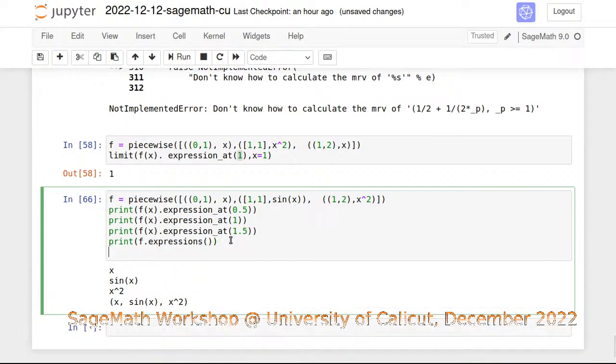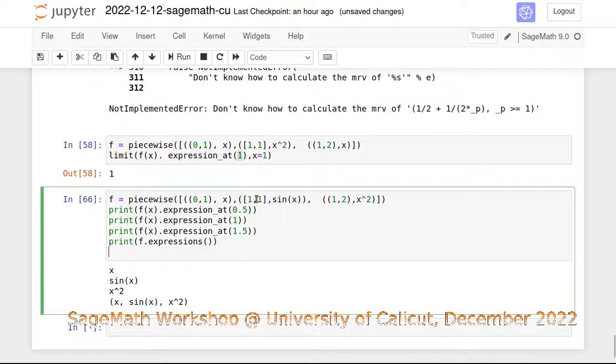Let me make my question clear. Suppose that I want to evaluate the left limit and right limit at 1. To evaluate the left limit, I should take f of x equal to x. To evaluate the right limit, I should take f of x equal to sin x.